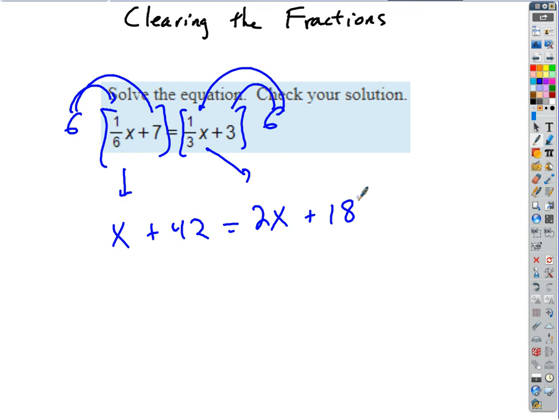No problem. Now we could easily just push the x's to the right and isolate x. No big deal. You could do that. But the big trick there is clearing the fractions, multiplying both sides by 6 to make the rest of the process easy. Okay, let's try a harder one.